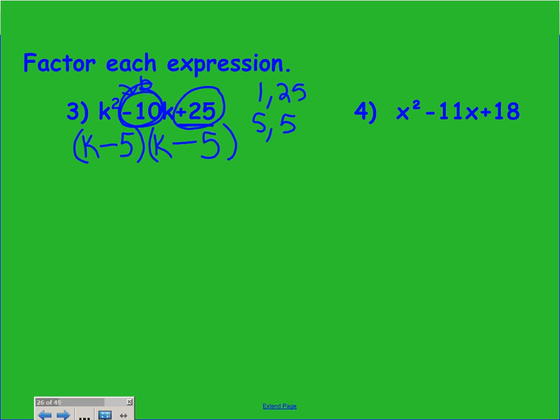This also could be written as k minus 5 squared, and it will fall into special cases. We'll talk about that in another lesson or two. I want you to pause the video for me, and I want you to go ahead and try number 4. Since we've done 3 examples, we do have 3 more to do, but I want you to go ahead and try number 4 on your own.